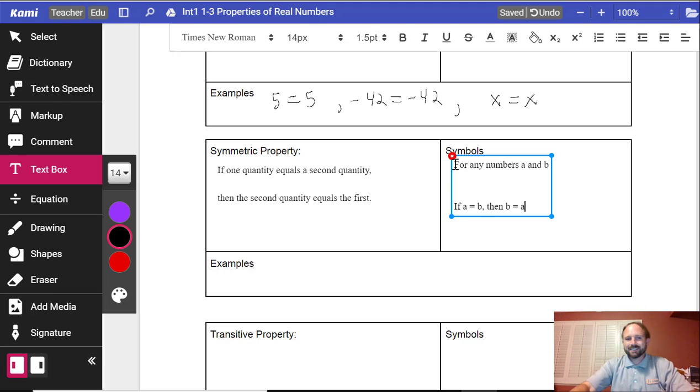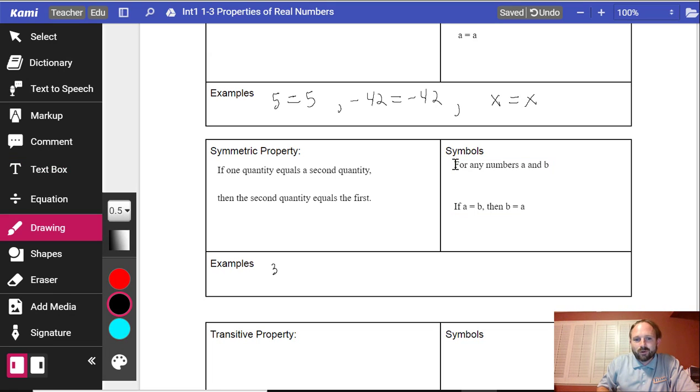What does that mean? Okay, that's basically saying, if I have 3 plus 4 is equal to 7, then I should know that 7 is equal to 3 plus 4. For you it looks like my right hand. If my right hand is equal to my left hand, then my left hand will equal my right hand. You could switch right over the equal sign. All right, let's go on to the transitive property.